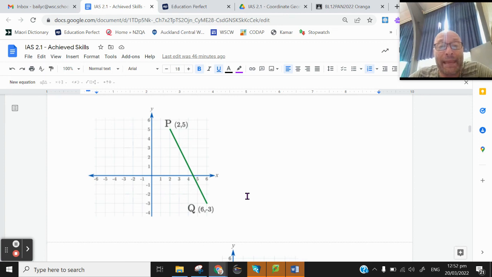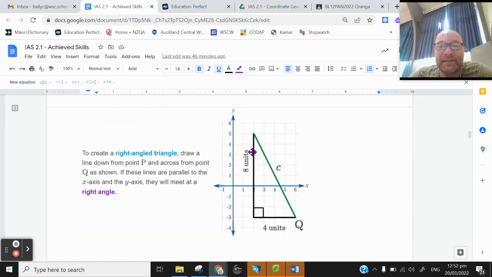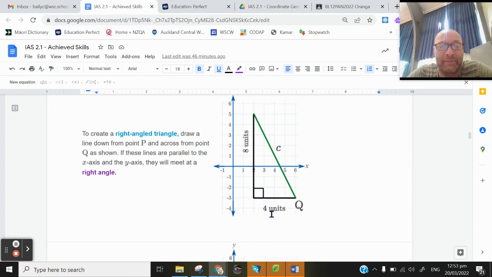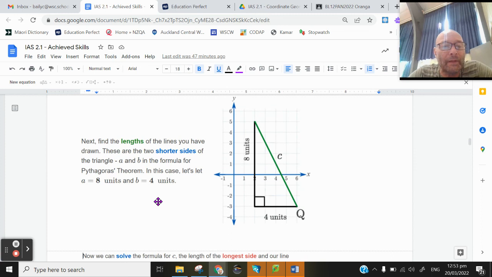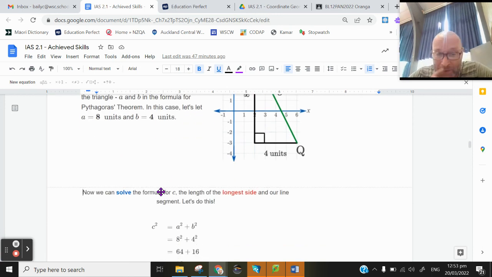What we're going to do is make it a right angle triangle by simply drawing a line straight down and straight over from the line segment to make a right angle triangle. Now we see the hypotenuse is our C. That's the length we want to find. One side is 8, the other is 4. So A and B are 8 and 4 respectively. And now we're just going to substitute those into Pythagoras.